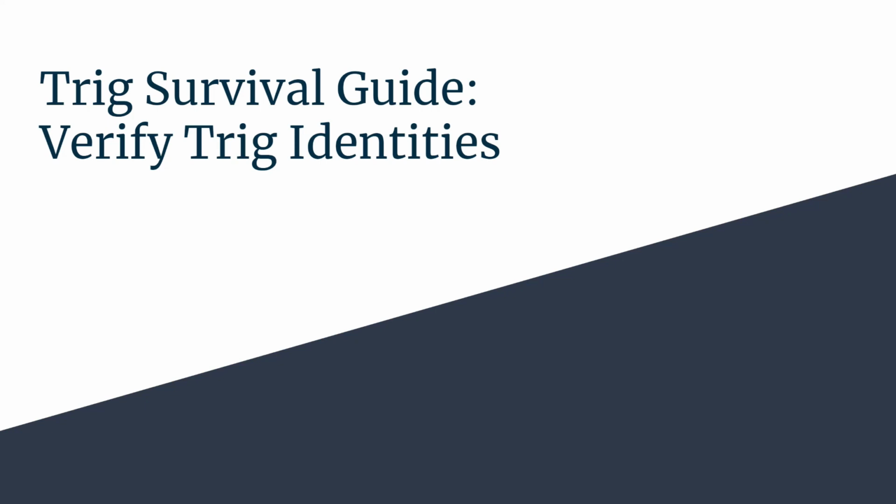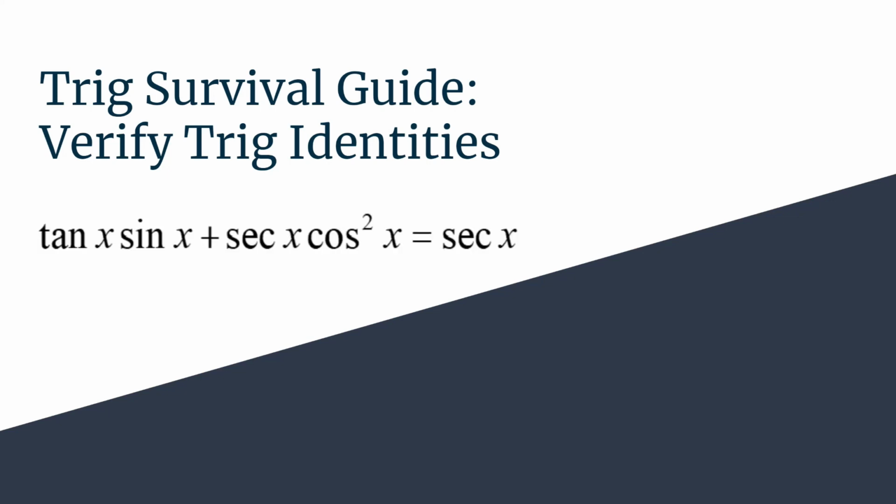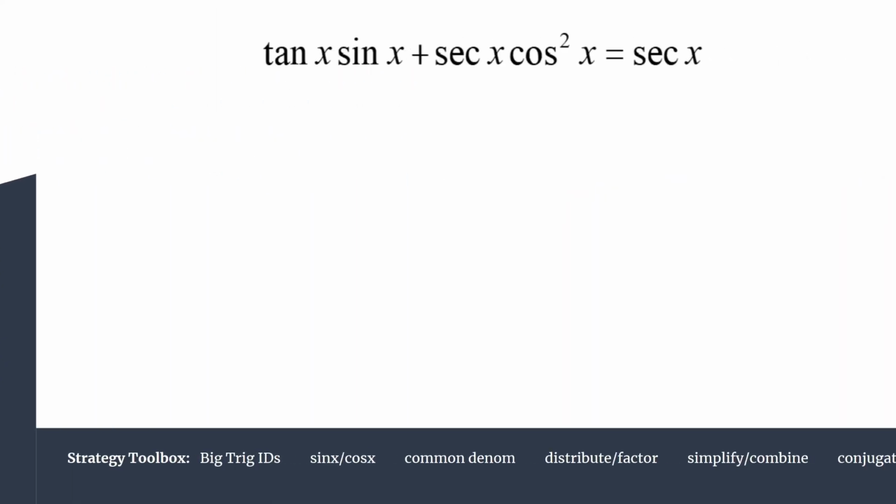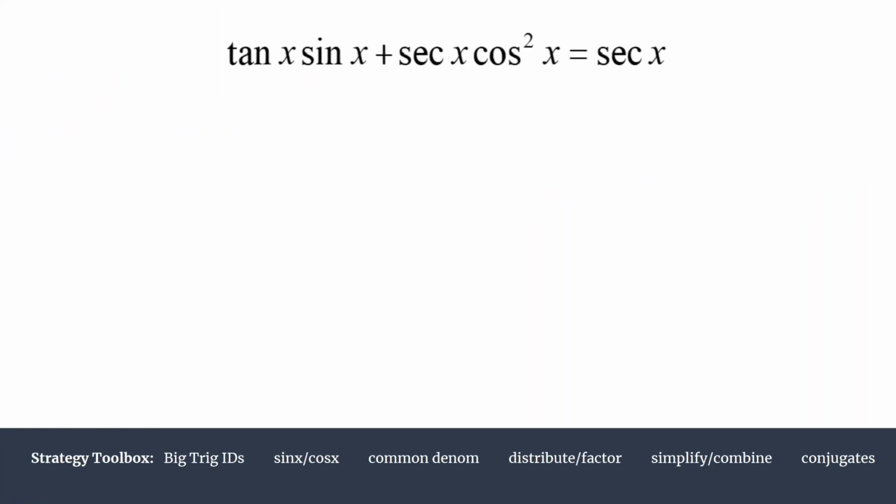In this video, we're going to verify a trig identity. So we'll verify that tan times sine plus secant times cosine squared equals secant. So here's our identity. A list of possible strategies are at the bottom.